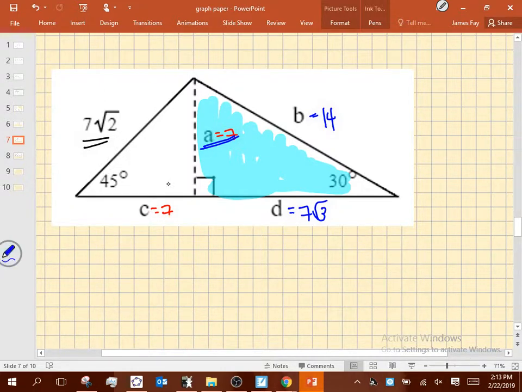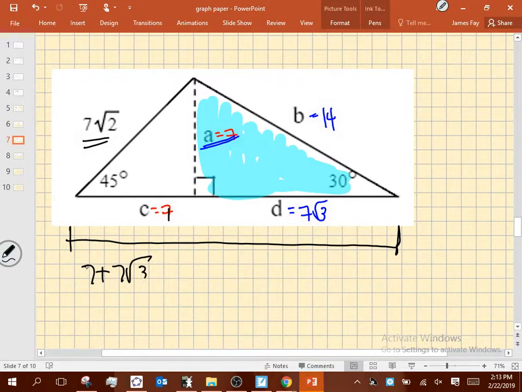My question to you is, how long is that distance right there? How would you write that distance? Or what is the process that you would go through? You would just add those things, right? You would take 7 plus 7 radical 3, right? 7 plus 7 radical 3. Can I simplify that? Can I combine those? Can I actually?